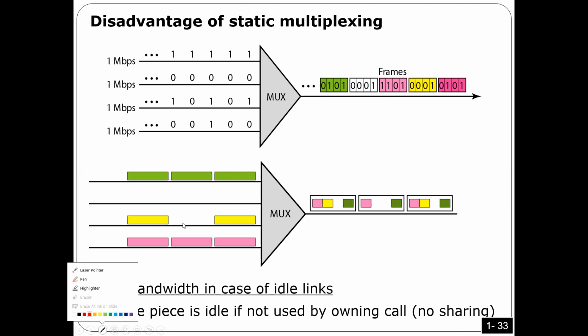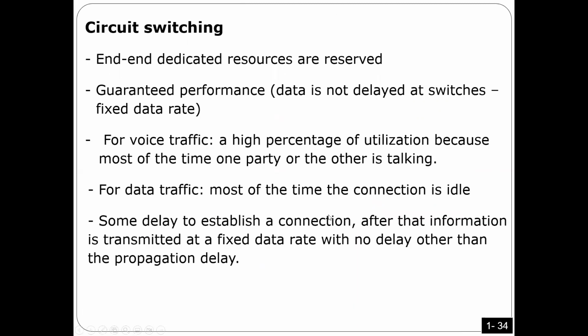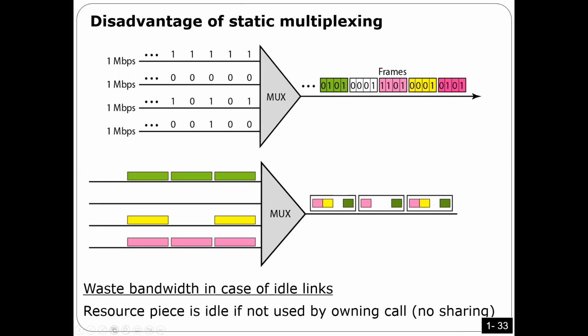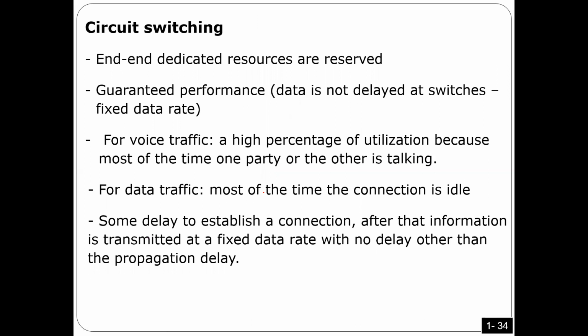So what happens here, as you see, this user has his own bandwidth, but it's not used. And no one else will use it. So that's why we are going to lose this bandwidth. This is capacity and no one is using it, okay? Because you have dedicated resources. This idea is completely different from the internet, okay?